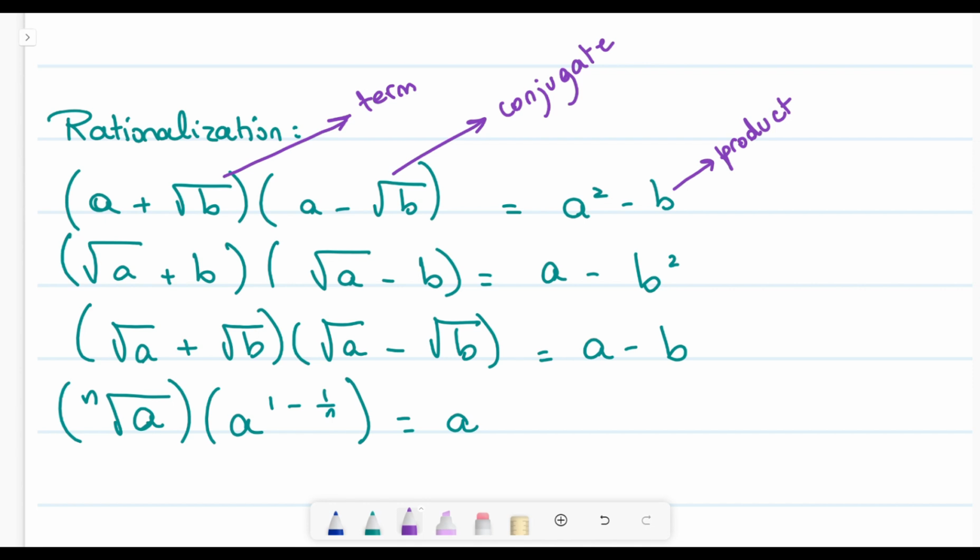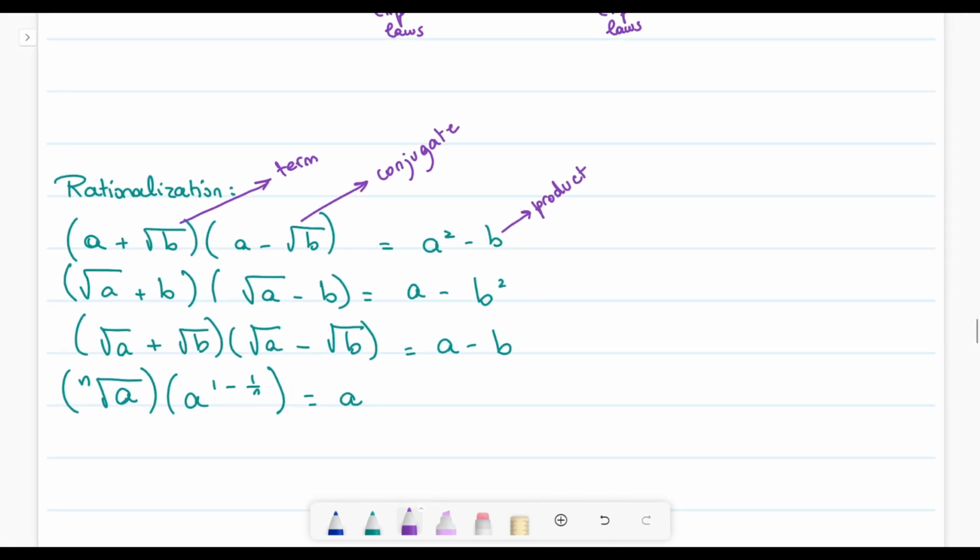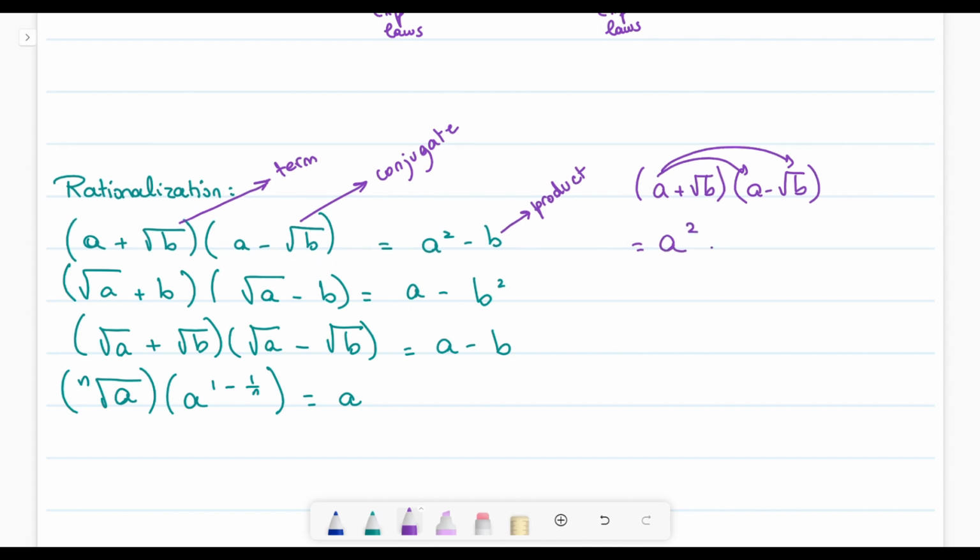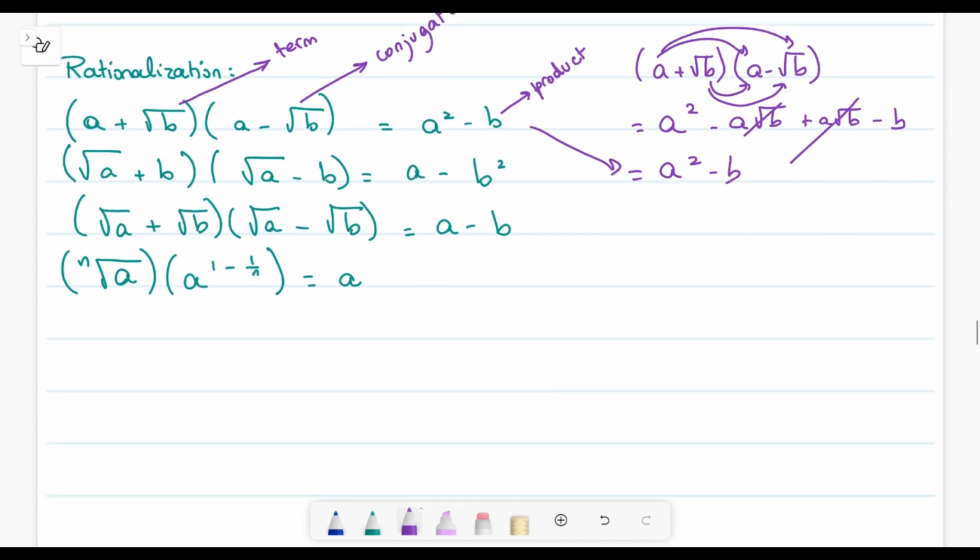Now the nth root of a times a to the power of 1 minus 1 over n is a. Now I will just show you a few of these, just for you to see how they work. So the first one is a plus square root of b times a minus square root of b. This gives a squared minus a square root of b plus a square root of b minus b. I cancel a square root of b, so this becomes a squared minus b, as I already wrote.